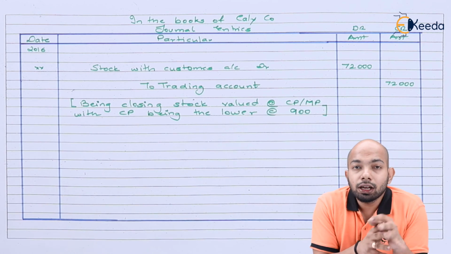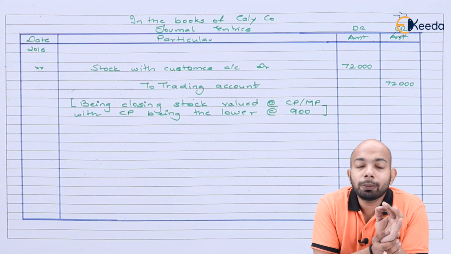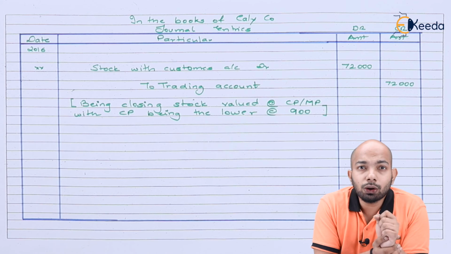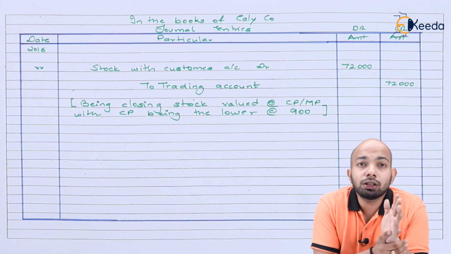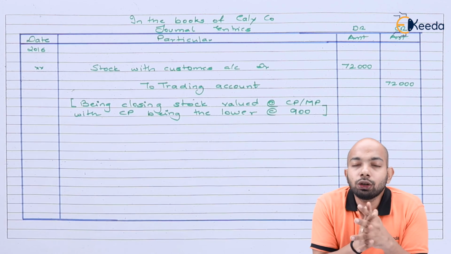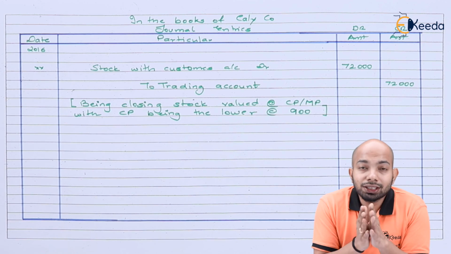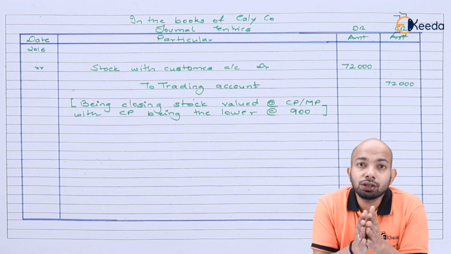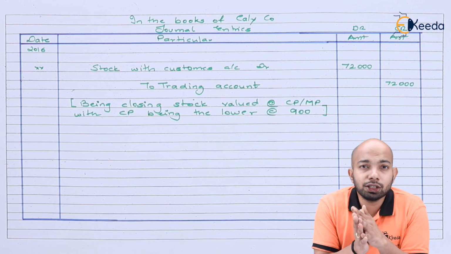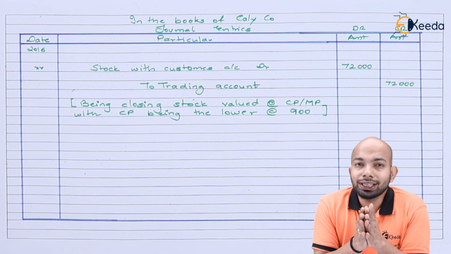The reason being 80 units are still unsold and with the customer, multiplied by 900, which gives you a total of 72,000. That is the cost price, the market price being 1200. Hence we have to consider the lower one, that is 900. So that is the value of the stock, according to us, that is still lying with the customer. So this is how the journal entry is supposed to be passed. This is how you need to understand how journal entries are supposed to be passed, especially in such questions. I hope this video gave you a lot of clarity about solving journal entry problems.